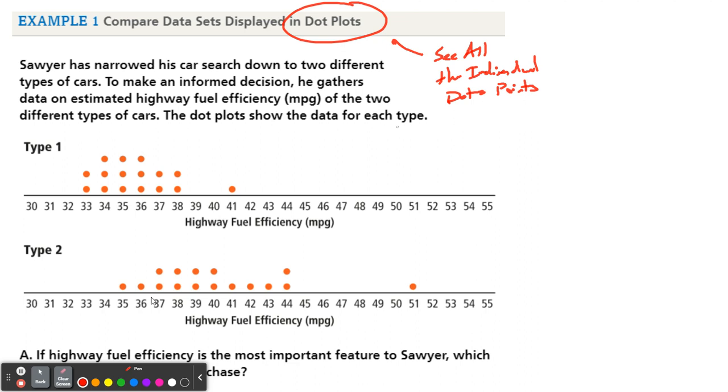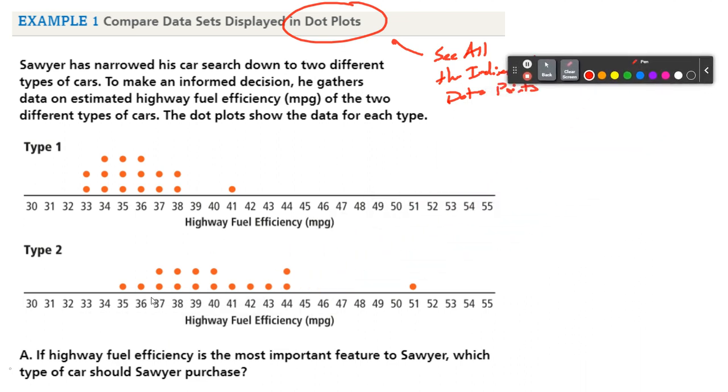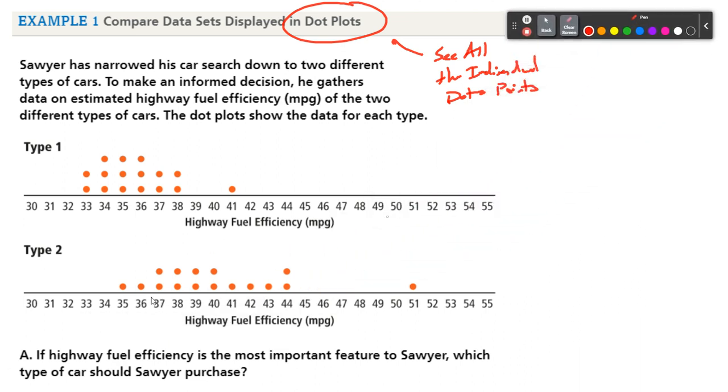So that's very important. Okay, so it says Sawyer has narrowed his car search down to 2 different types of cars. To make an informed decision, he gathers data on estimated highway fuel efficiency, miles per gallon, of the 2 different types of cars. The dot plots show the data below, right? So again, this is an important concept right now in the world because we are in a gas price crisis kind of. So, you know, fuel efficiency is important, right? So if highway fuel efficiency is the most important feature for Sawyer, which type of car should Sawyer purchase? So let's talk about just what the data says, and then we're going to compare means next.